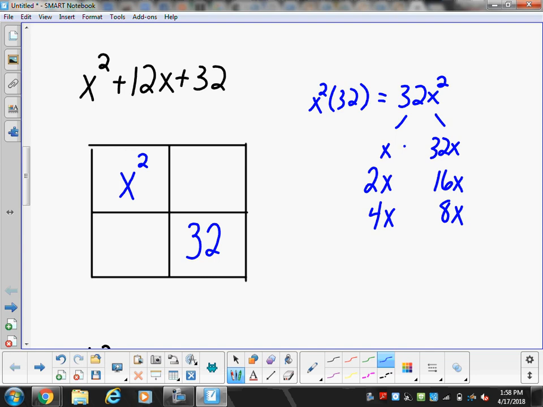Okay, so if I add these up, I get 33x. I get 18x. And I get 12x. Okay, so which one am I needing? I need the 12x. So that means I need these bottom two. So the 4x and the 8x are what's going to go in the other two boxes. So this is where those other two boxes get filled in.